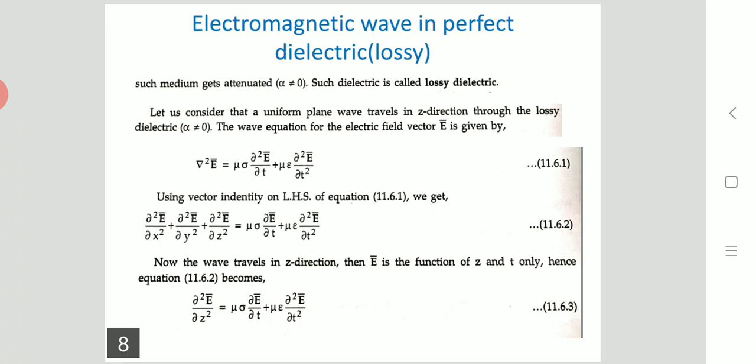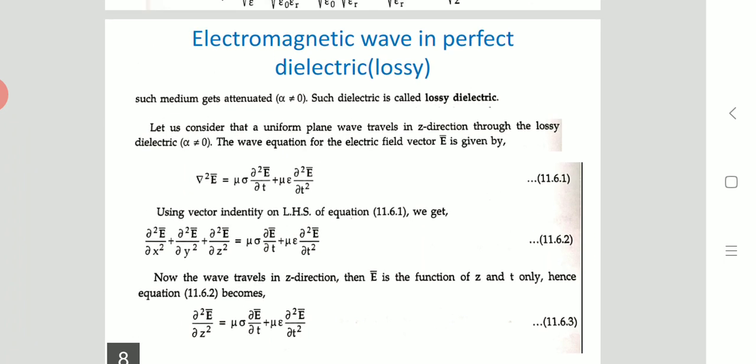This is a lossy medium where we are having a loss. It's called a lossy dielectric. Such types of mediums get attenuated, that is, alpha is not equal to 0. In a lossless medium there is no attenuation, alpha is 0. If it's attenuated, alpha is not equal to 0. Such a dielectric is called a lossy dielectric.